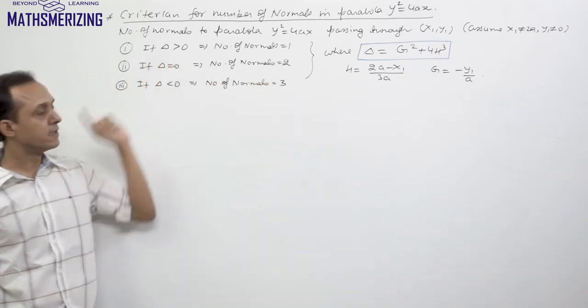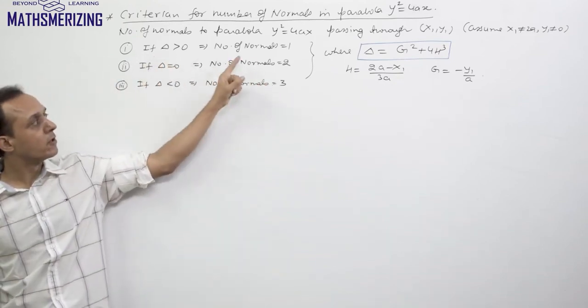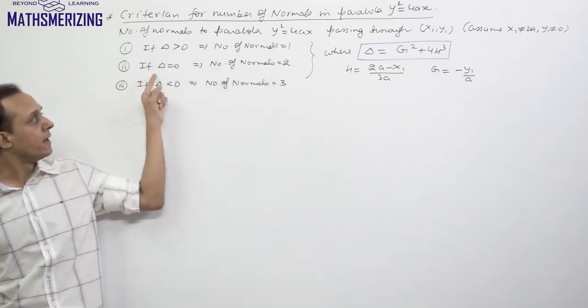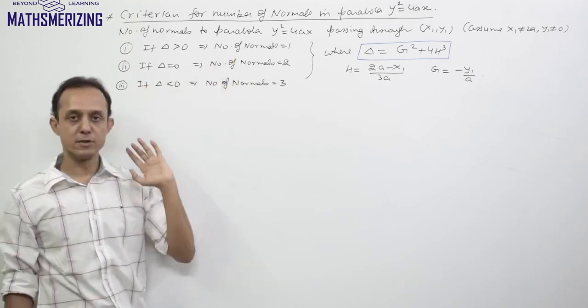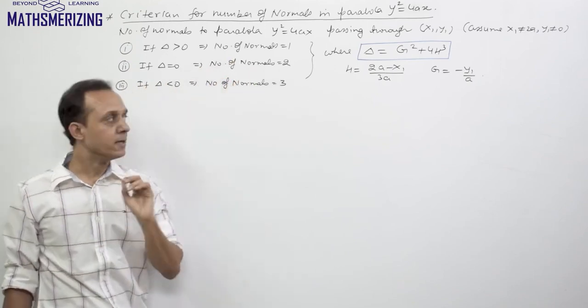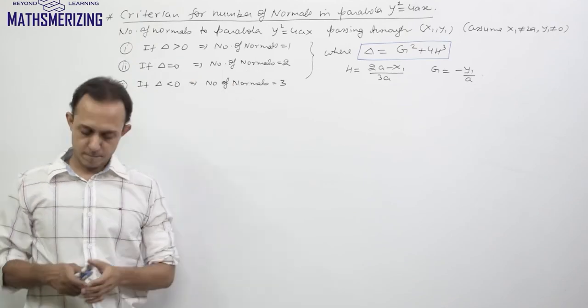Now if delta is greater than 0, the number of normals that can be drawn through that point is 1. If delta is equal to 0, the number of normals is simply 2. And if delta is less than 0, then the number of normals is 3. So we need to prove this formula.